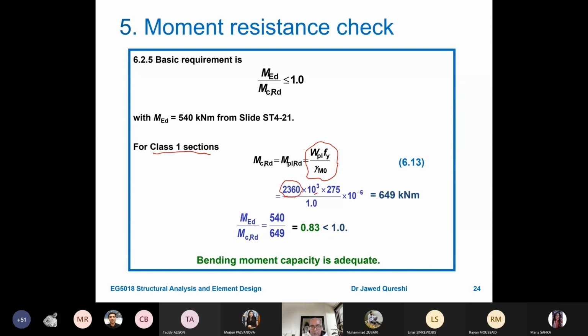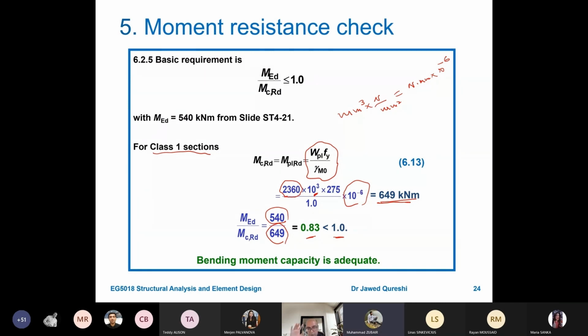Convert this centimeter cube into millimeter cube, then multiply it with 275. Units will be millimeter cube times Newton per millimeter square, which will give me Newton into millimeter. If I wanted to convert Newton into millimeter to kilonewton meter, I will divide it by 1000, then again divide it by 1000, which means 10 raised minus 6. That's the reason we've used this 10 raised minus 6. Remember to have consistent units. This will give me 649 kilonewton meter as moment capacity. Now 540 is applied, 649 is capacity, it's 0.83. So the section is fine in moment. If this value was greater than 1, what would you do?